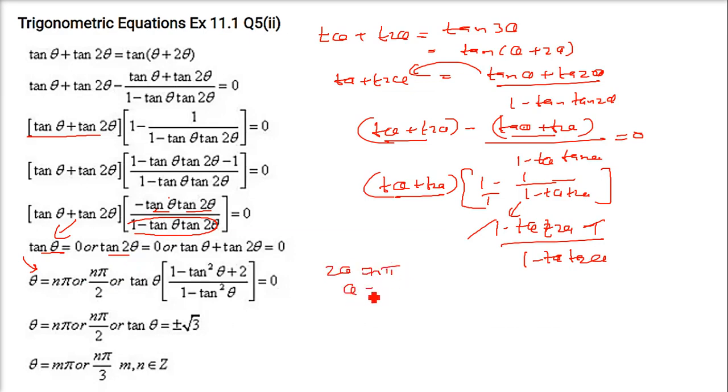So what do you get? Theta equal to n pi by 2. So from the first you get theta equal to n pi. From here you get theta equal to n pi by 2.